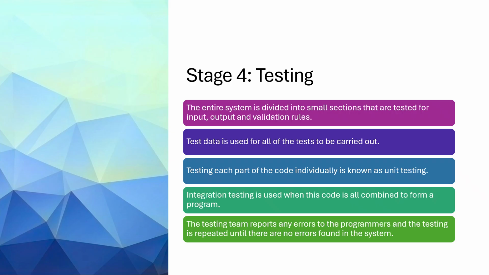So for this purpose, test data is used for all the tests to be carried out. Testing of each part of the code individually is known as unit testing, whereas integration testing is used when this code is all combined to form a program. The testing team reports any errors to the programmers, and the testing is repeated until there are no errors found in the system. So this is basically used for the quality assurance of that program. That is a result of stage 4 of the program development life cycle, that is the testing stage.